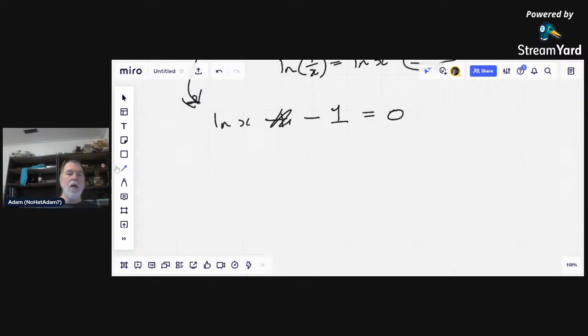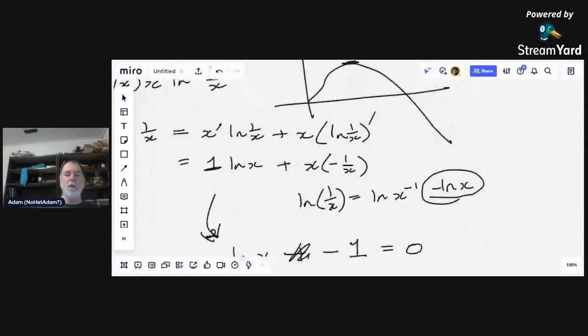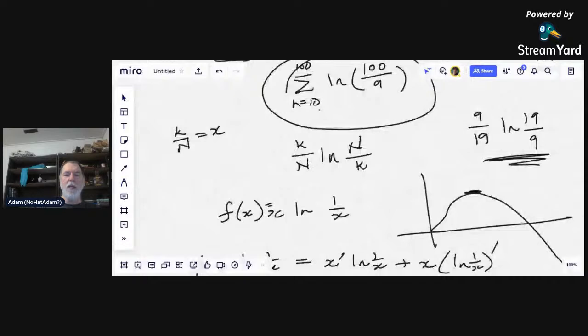Okay, so that means that the log of x equals 1. What does that give us for x? X is going to equal e. Isn't that beautiful? So our k, hang on here. I think I messed up here. Call k over n equals x.